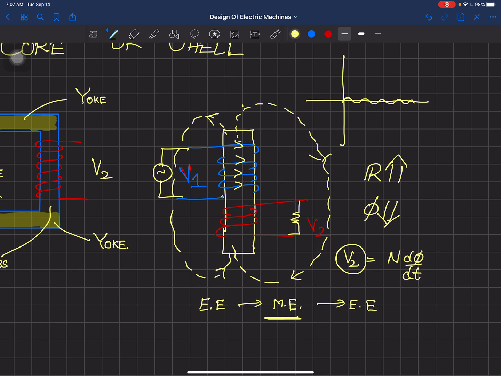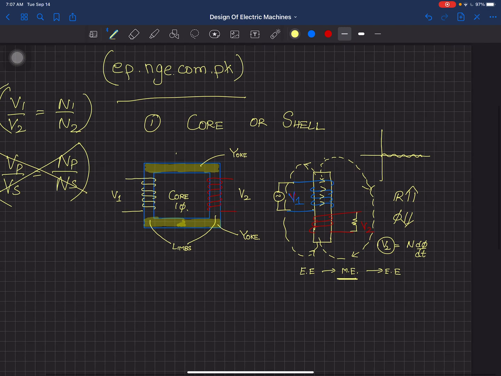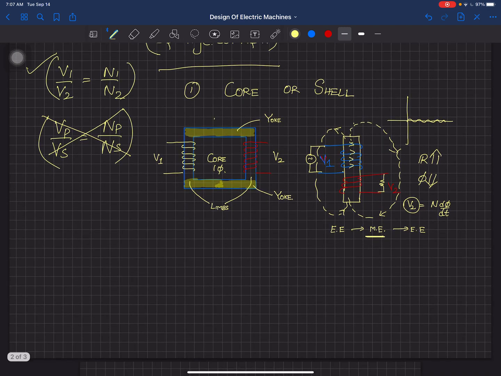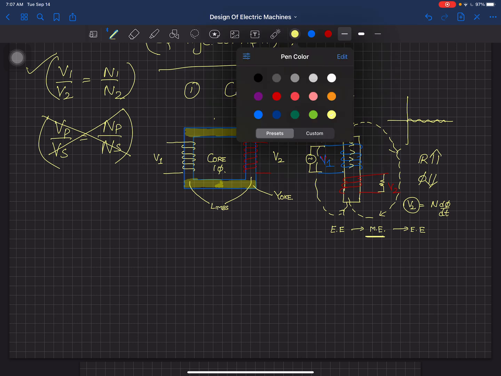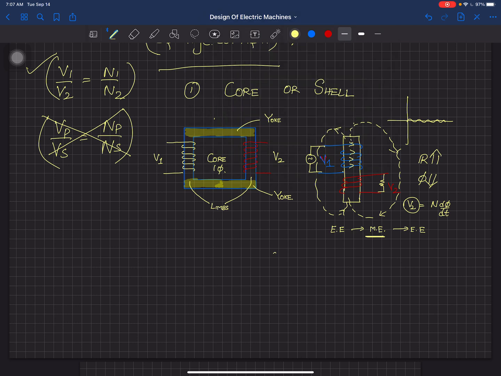Theoretically, but practically it can never work. Okay, coming back to our core type and shell type transformer, because then the discussion is going to go anywhere else. So over here, I have the core type transformer drawn, and if I draw a shell type transformer, the shell type transformer is also very important.